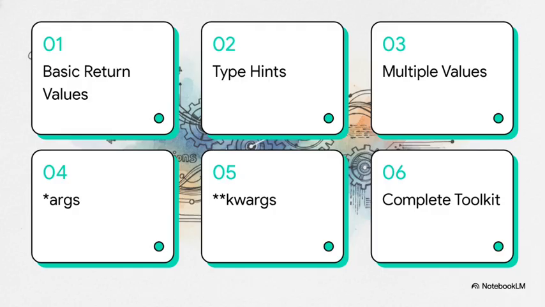Here's our roadmap for the explainer. We'll start with basic functions and return values, move to clarity with type hints, and then returning multiple values at once. After that, we're looking at positional arguments with star args, keyword arguments with double star kwargs, and we'll wrap the whole thing up with the complete function toolkit.